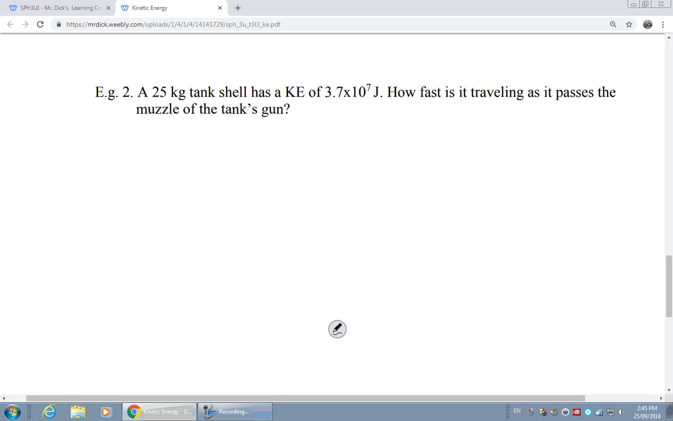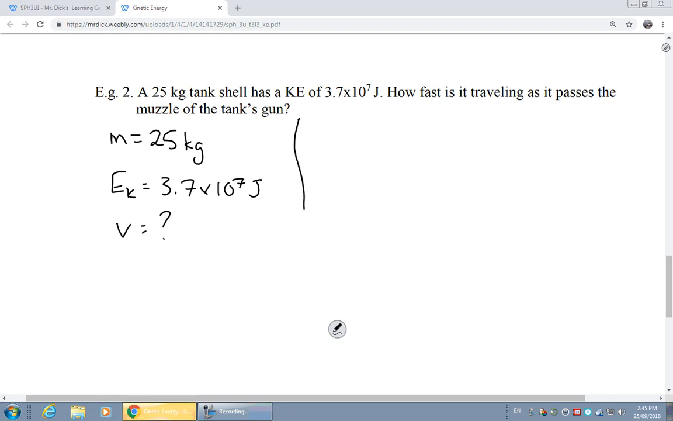But again, we still state givens and requireds. In this case, our mass is already in kilograms, so we can leave it as is. Our kinetic energy is 3.7 times 10 to the 7 joules. And now we're looking for velocity in this case. How fast is it going? Give ourselves some room to work. We can start with the exact same formula that we're used to.